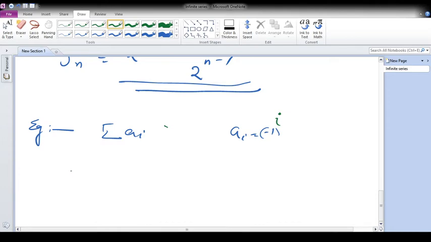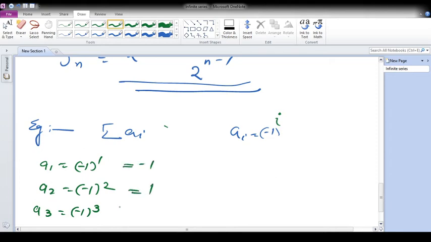So we can write minus 1. A1 equal to minus 1 power 1. A2 equal to minus 1 power 2. A3 equal to minus 1 power 3. So first A1 is minus 1, A2 is 1, A3 is minus 1. So odd terms are minus 1 and even terms are 1.